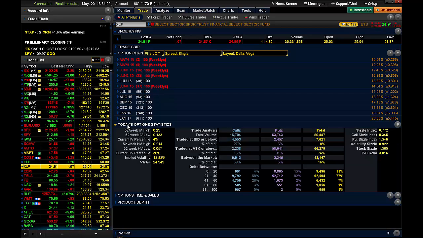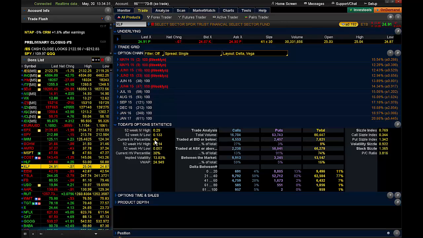In this case, we're going under option statistics in thinkorswim. First thing I'm going to point out, the current IV percentile. What is that? It's ranking where implied volatility has been over the last 52 weeks. It doesn't surprise me that much. However, the implied volatility is rock bottom in here.